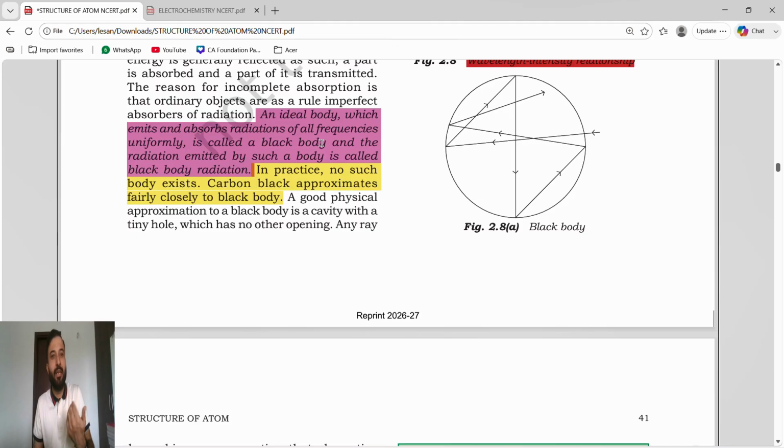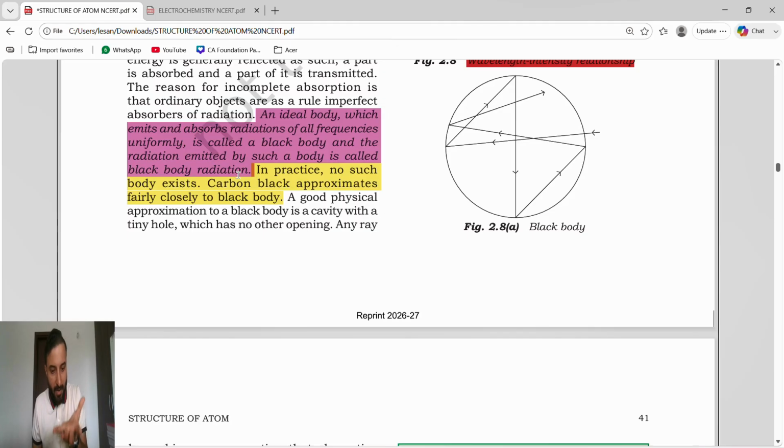Because what, guys, we know which color will absorb all radiation? Black color, right? We know that which color will absorb all radiation? Black color. Okay, so black color is called an ideal body to absorb all colors. So that's why they said an ideal body, perfect body which emits and absorbs radiation of all frequency is called a black body. And the radiation emitted by such a body is called black body radiation.